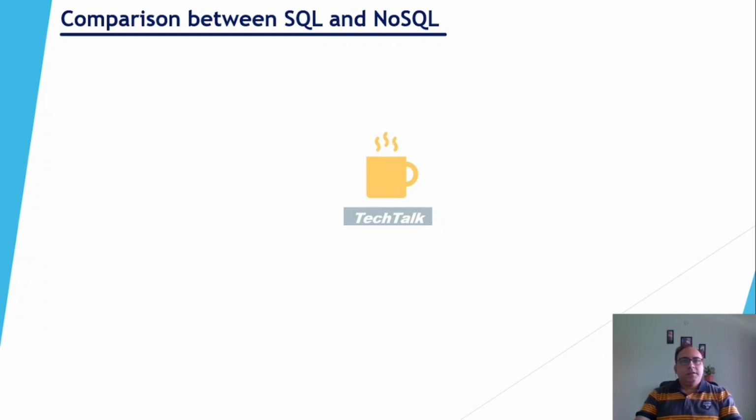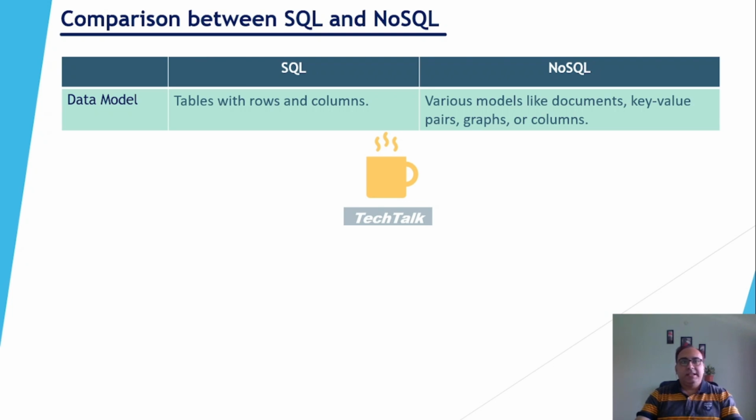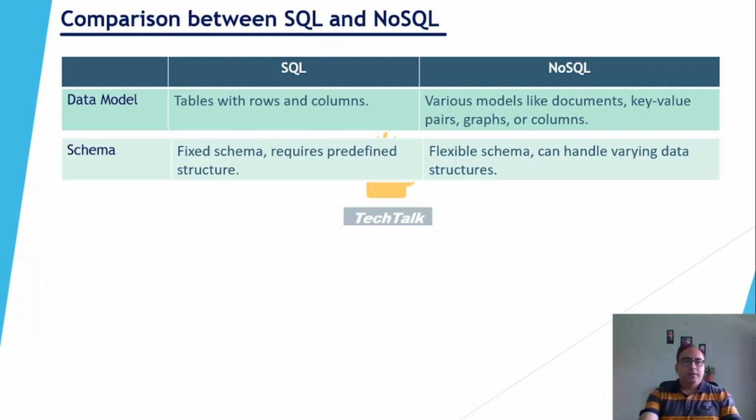Now let's compare SQL and NoSQL databases. First one is data model. In SQL, you can store information in the form of rows and columns. In NoSQL databases, we have different sorts of data models in order to store the data, like document oriented, key value pair, graph databases, or column family.